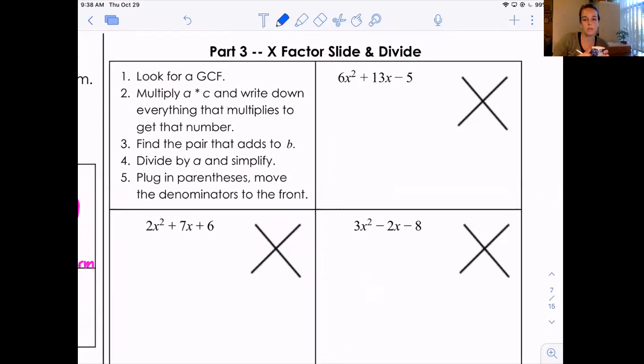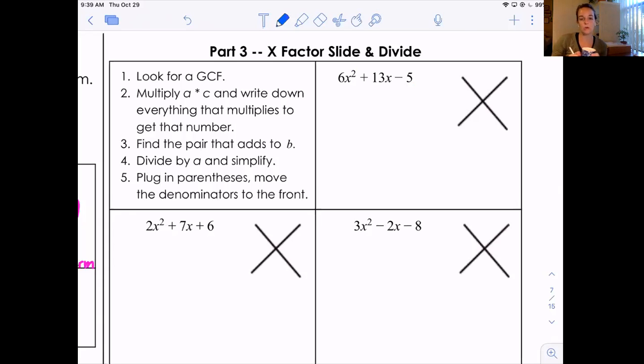All right, so part 3. These ones look very similar. They still have the x squared, they still have the x, and they still have the number at the end. The only thing that's different is that this number in front is going to stick around, and that's going to make things just slightly more complicated for us.